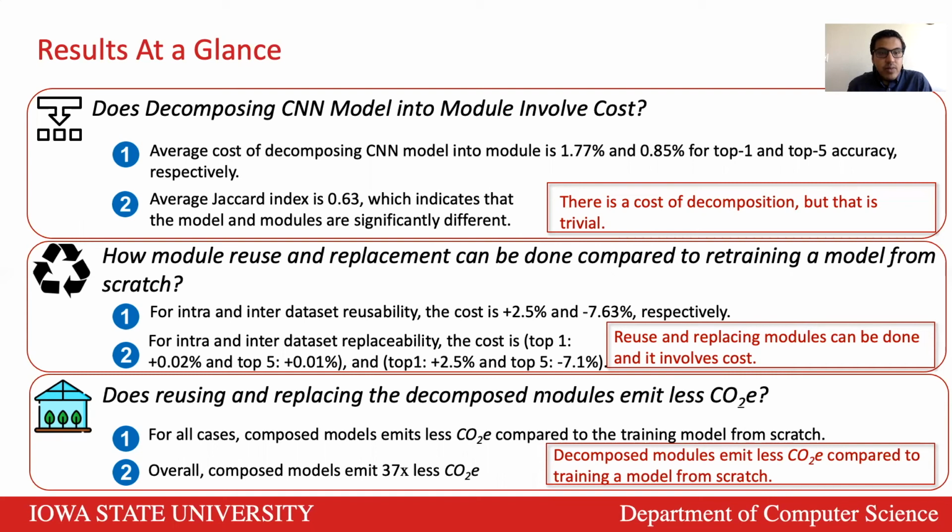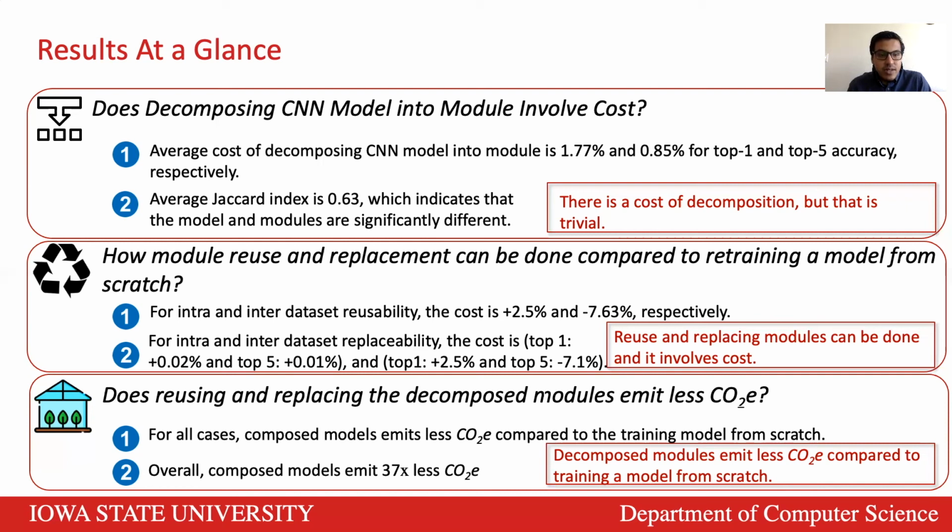For intra-dataset replaceability, where we replace a part of the model by a module built from a model from the same dataset, there is an accuracy gain of 0.02% for top 1 and 0.01% for top 5. For inter-dataset replaceability, where we replace a part of the model by a module decomposed from a model from a different dataset, there is a gain in accuracy for top 1, but for top 5, we have a loss of 7.1%.